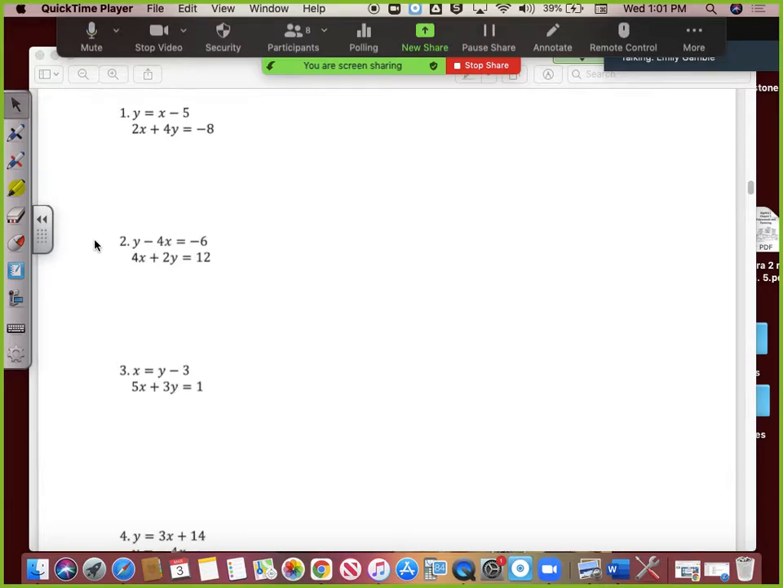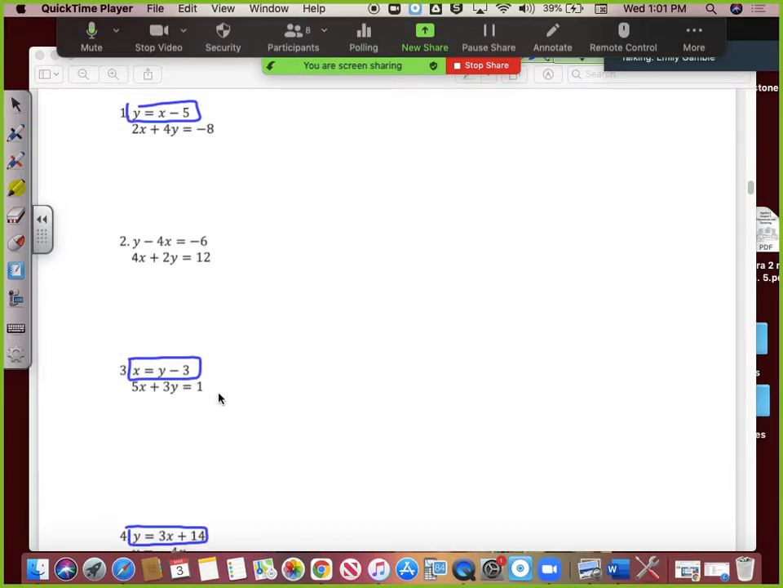In order to use substitution, the first thing that has to happen is one of the equations has to be solved for a variable. Number 2's equations say y minus 4x equals negative 6 and 4x plus 2y equals 12. Neither one of those equations looks like this. In number 3, see how it says x equals? In number 4, see how it says y equals? In number 1, see how it says y equals? All of these problems were ready for the substitution step because one of the equations said either y equals or x equals automatically. Number 2 does not look like that. Number 2 says y minus 4x equals negative 6 and 4x plus 2y equals 12.